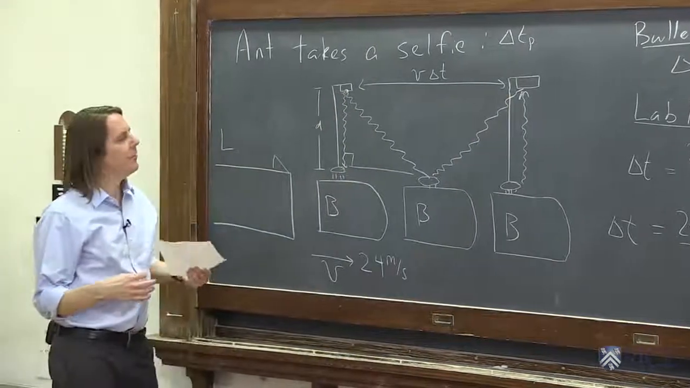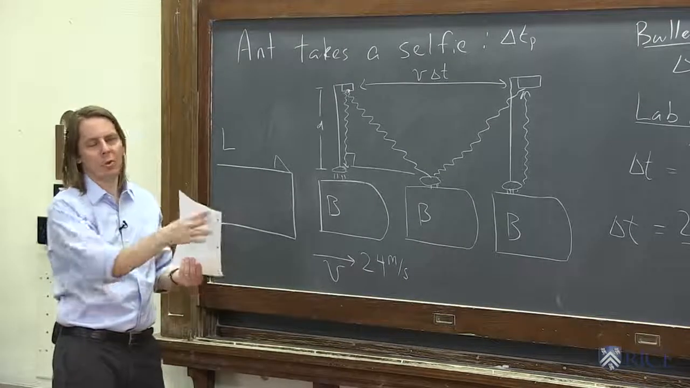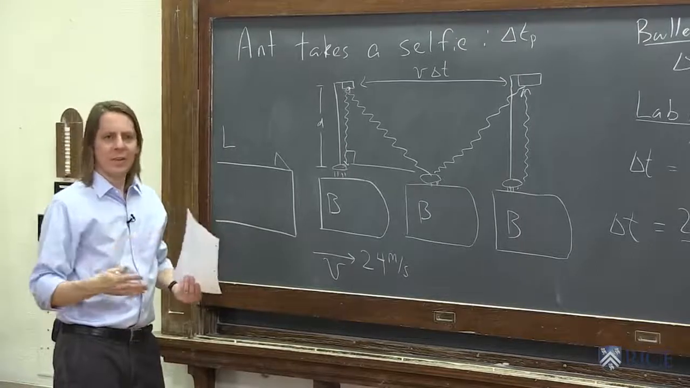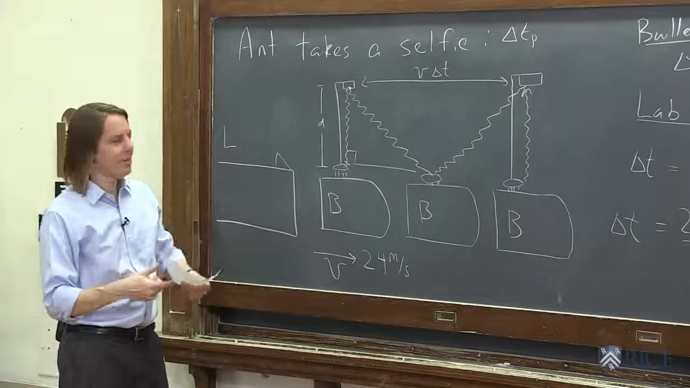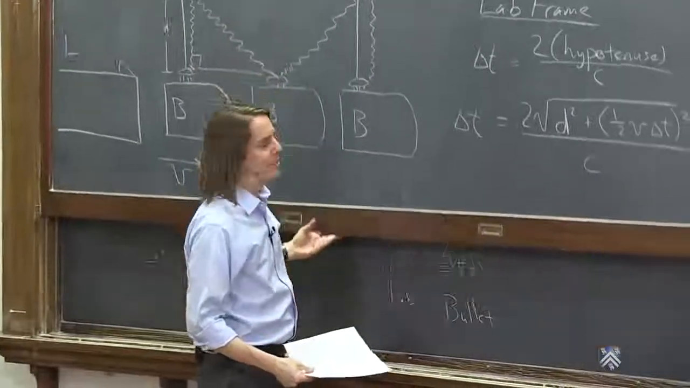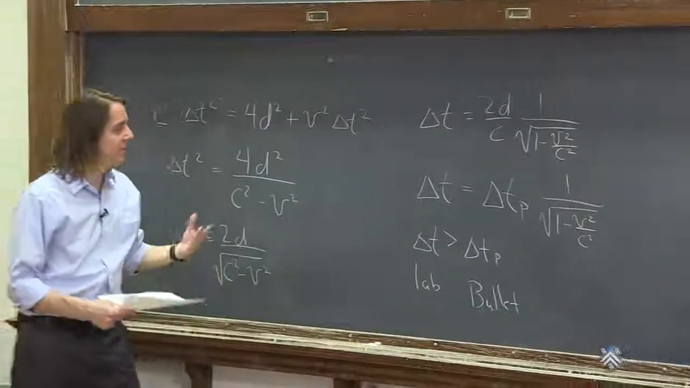So certain frames have this special designation. It doesn't mean light prefers those frames, or those are where the speed of light is c. Speed of light's always c. But we do get into cases where certain frames are preferred in terms of the way you calculate values of things. So that's what the delta t p, proper, was all about. Okay. So next we'll look at some implications of this difference.